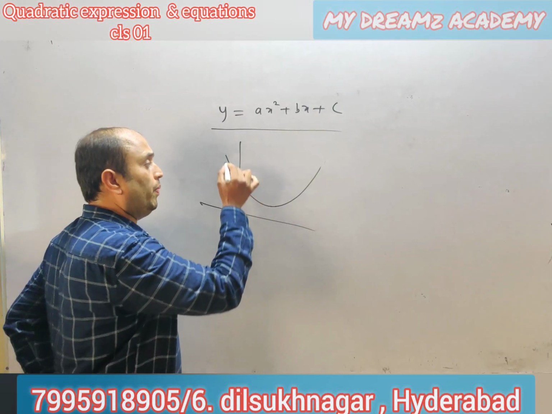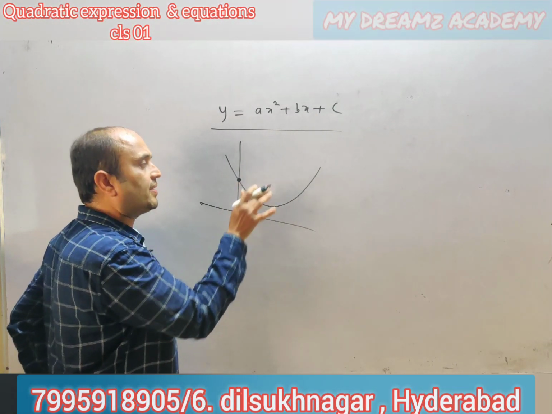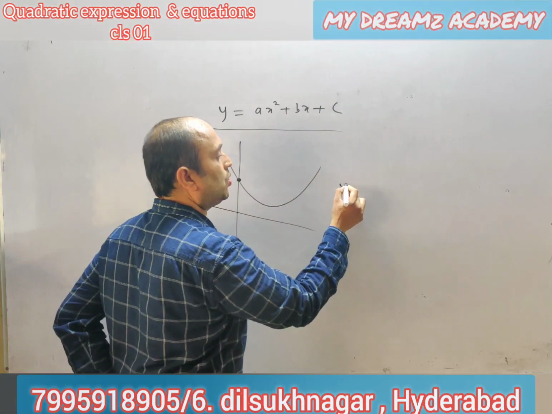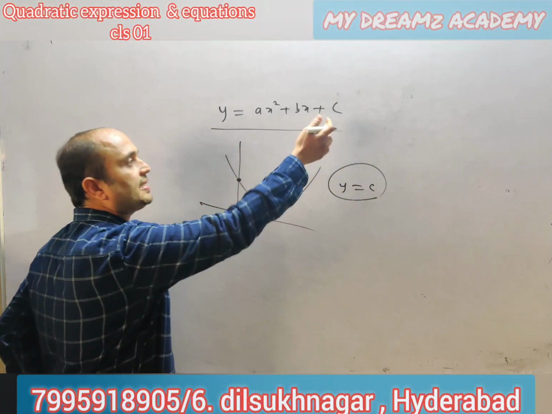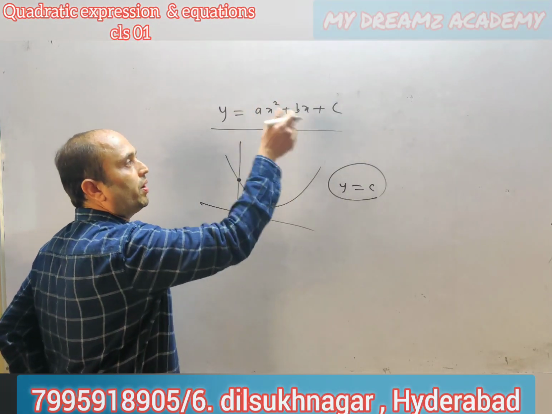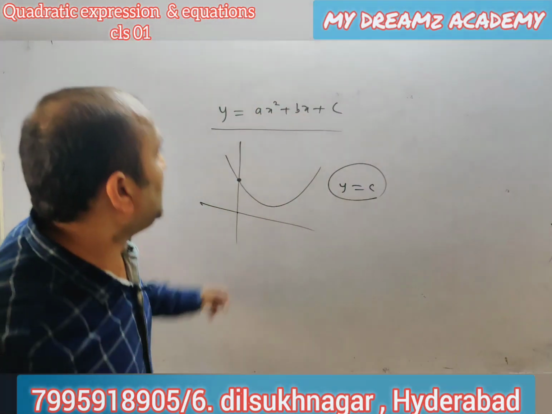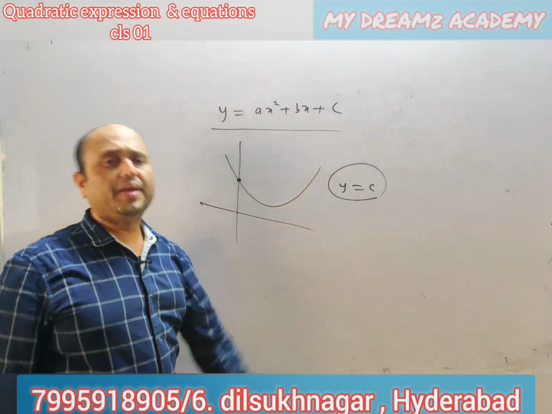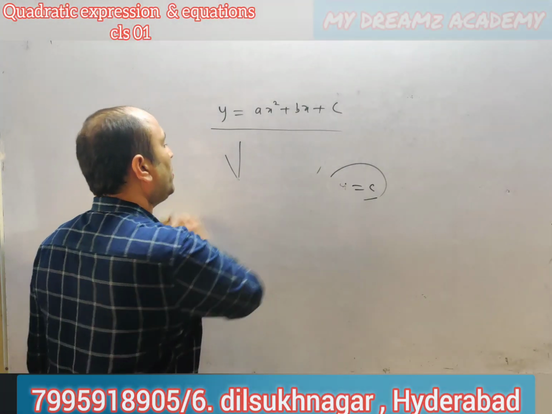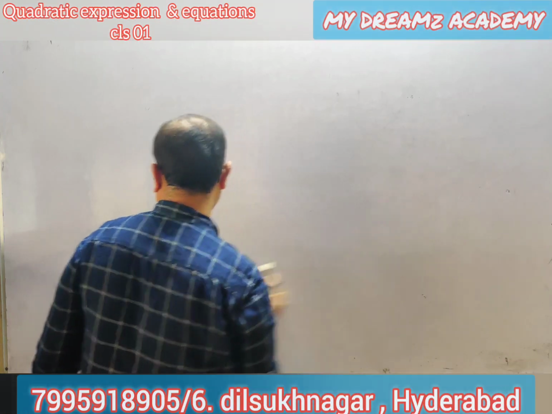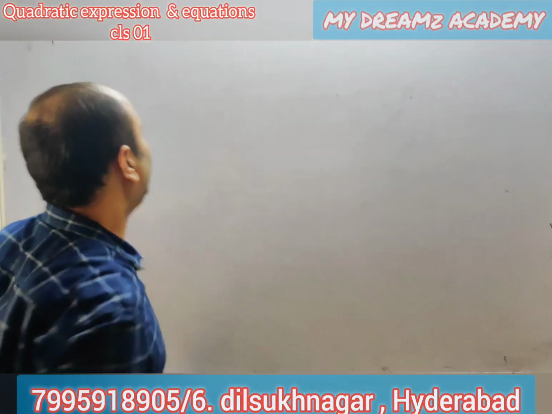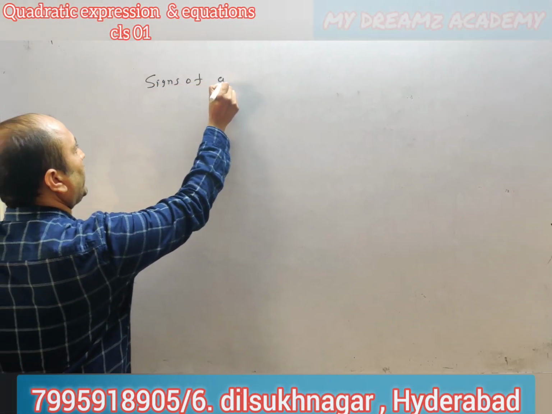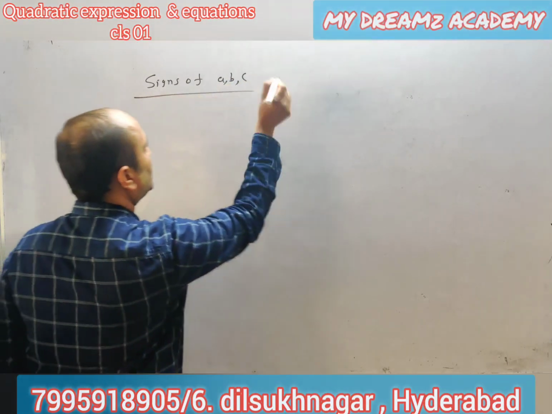So here, y-intercept means our point lies on the y-axis. If our point lies on the y-axis, x is 0. Substituting x equal to 0, y equals c. So c is the y-intercept in the quadratic expression. Here c is the y-intercept, a is the leading coefficient and b is the coefficient of x. Now I want to discuss the signs of a, b, c.